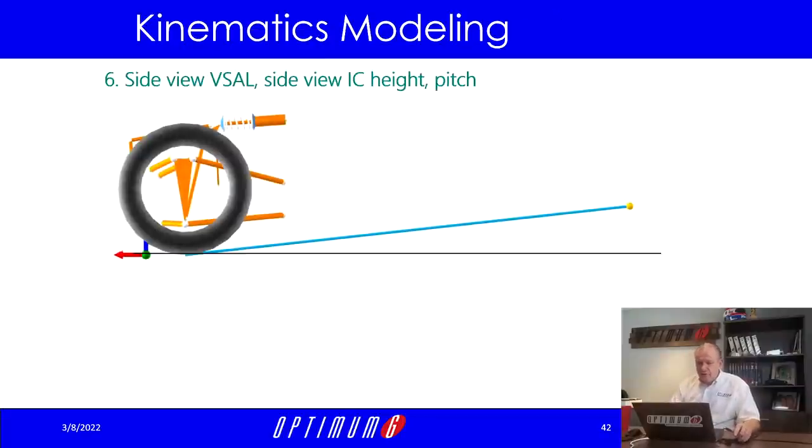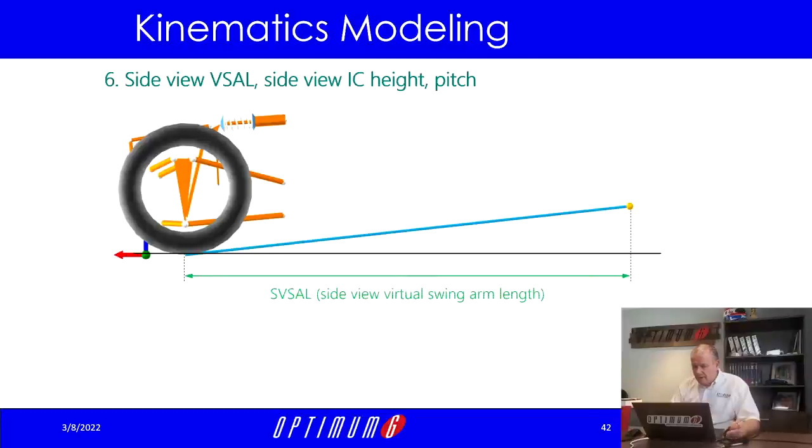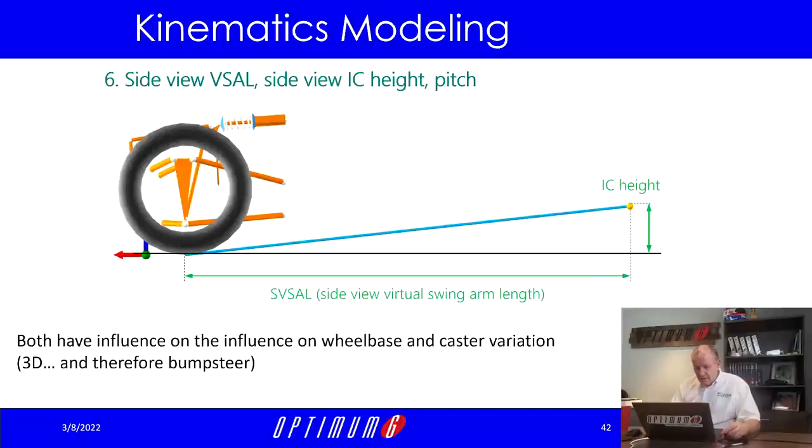Side view virtual swing axle, and also instant center height, and that is going to determine many things. First of all, it will have a wheelbase and caster variation. It's a big debate in Formula One now. They have a very short front virtual swing axle, so there will necessarily be a lot of caster variation, which itself could influence the bump steer.